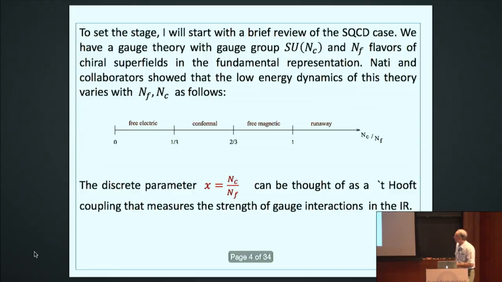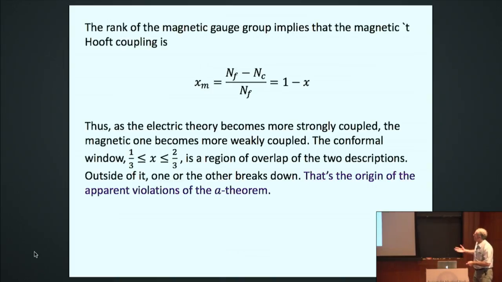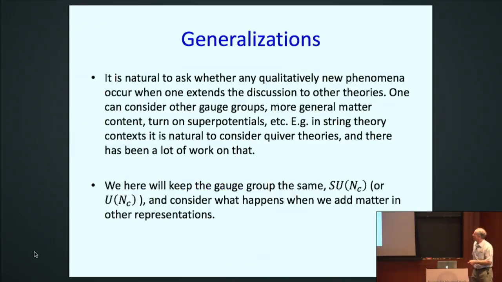So the role of Seiberg duality in SQCD is to answer this question: what is the more exotic effect that happens as you go to strong coupling, more exotic than just decoupling of these free fields? And the violations of the A theorem that I referred to, which occur if you don't take this into account, are due to this breakdown that I just mentioned. All right, so that's the SQCD story.